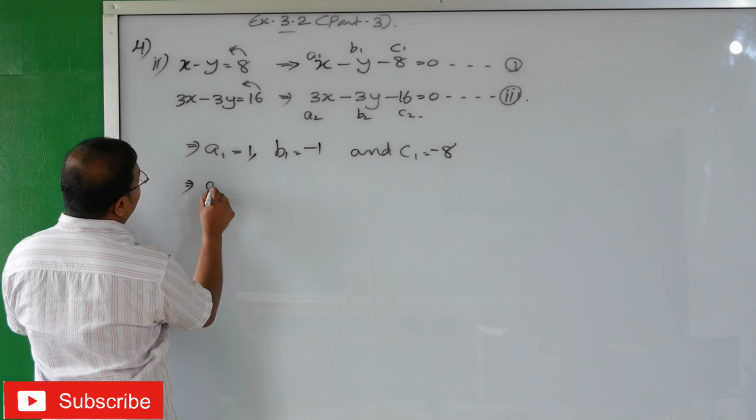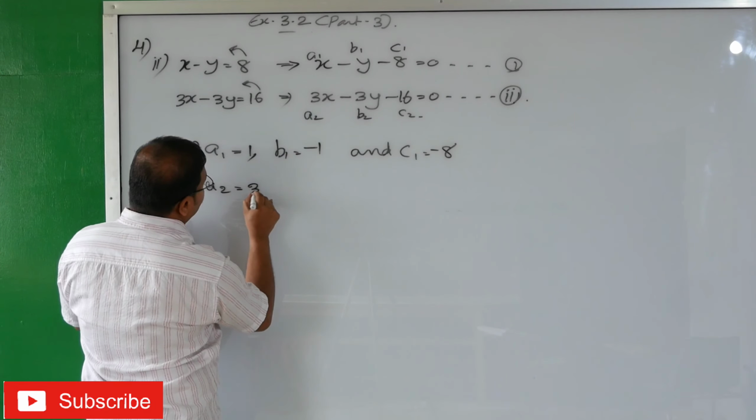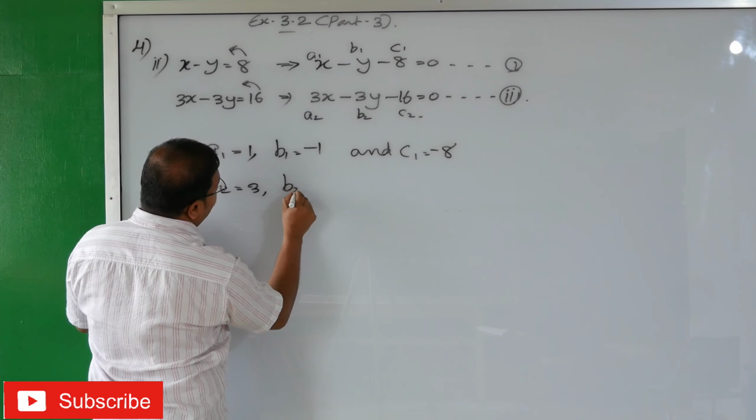Now implies second equation, we will take a2. What is the value of a2? a2 is 3, and b2, what is the value of b2? That is minus 3. And c2, what is the value of c2? That is minus 16. Now what will you do?